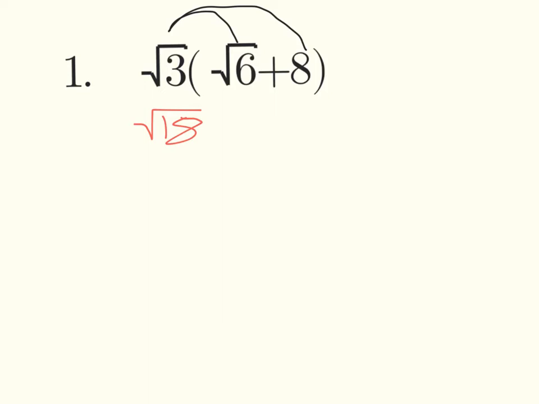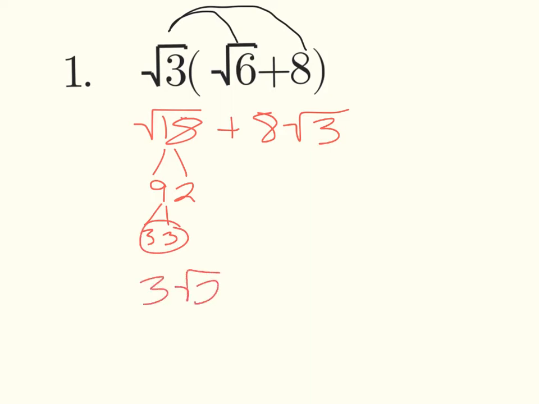Now for the second one, when we do the square root of 3 times 8, I'm going to just write it as 8 square root 3. You can't multiply 8 with the 3 because the 3 has a square root, but the 8 does not. Now from here we want to try to simplify if we can. The square root of 18 breaks up into 9 and 2, 3 and 3. So there's my pair. So this is going to become 3 square root of 2. Remember that goes in the square root. Plus 8 square root 3.